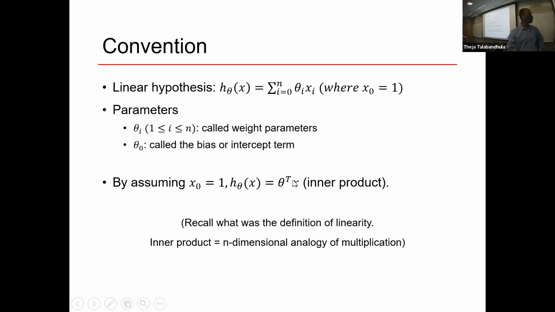This is called an inner product. It's exactly defined at the first line. So theta transpose x is nothing but element-wise multiplying theta with x and then summing it over.